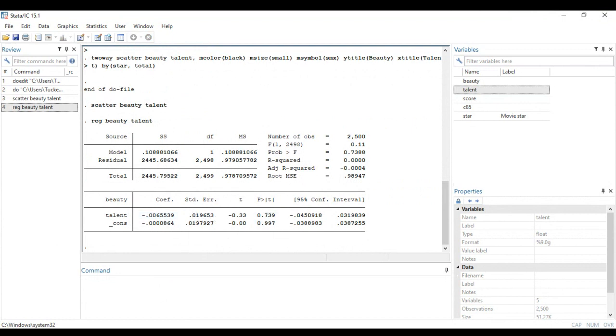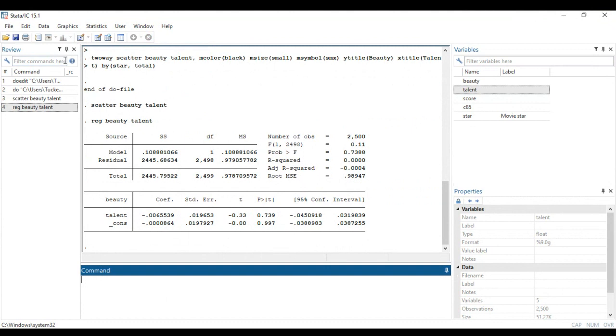So she really hates collider bias. Basically, we can conclude. Sorry, this is a train wreck. We can conclude pretty definitively that there's no relationship between looks and talent.